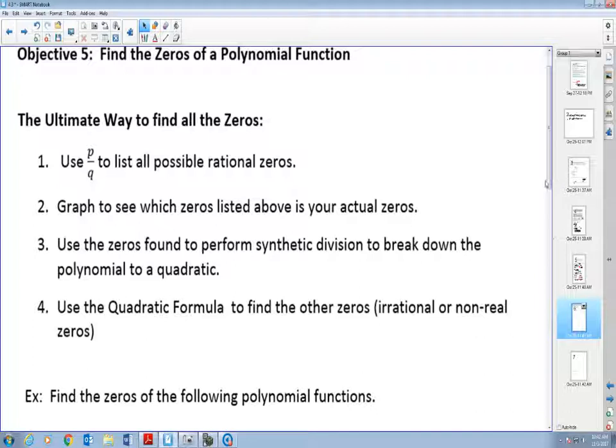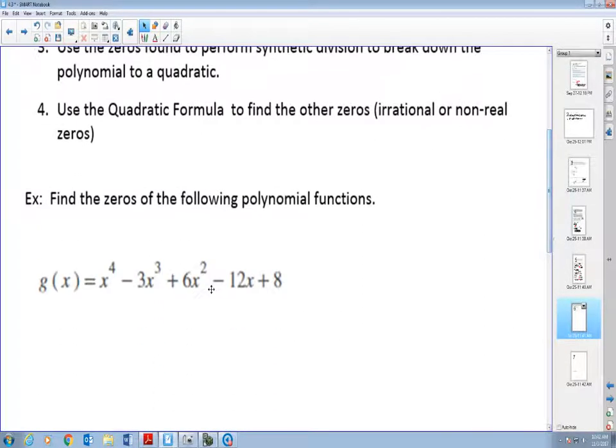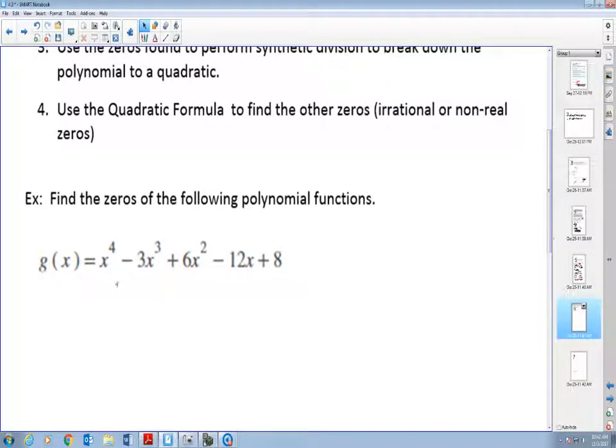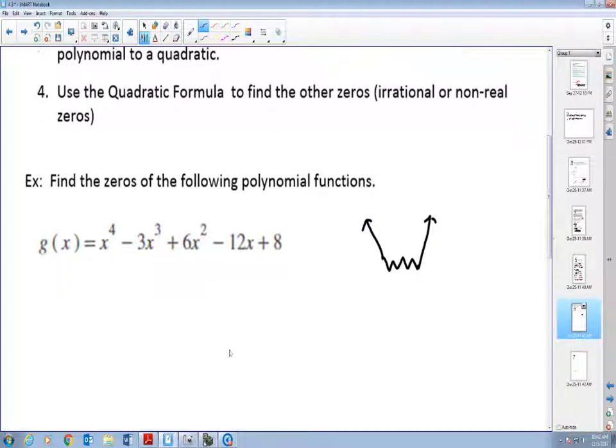So for example, here's my function g of x equals x to the 4th, and so on. First thing, before we even do the P over Q, have an idea what this function will look like, so when we graph it we won't be so surprised. Degree is even, leading coefficient is 1, so the right side goes up and the left side will go up. The zeros will occur where the graph is going to be around the x-axis.